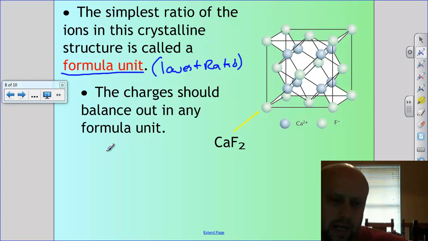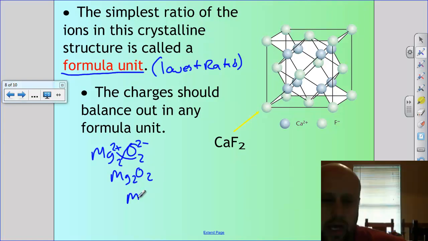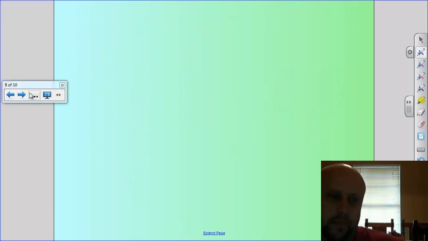That means you have to reduce it when you do the crisscross. So if you look back at the last one that we just did, if I had magnesium that has a 2+ charge and oxide that has a 2-, and if I crisscross them, what I really get is 2 and 2. But since it's an ionic compound, we don't have just that. We have to reduce it if we can, and what that leaves us with is MgO.